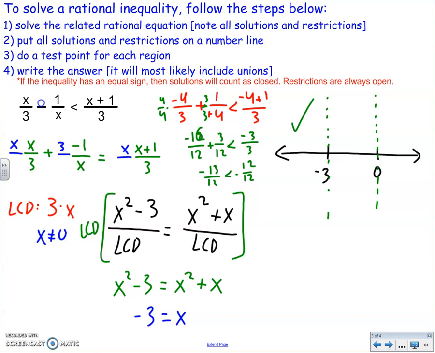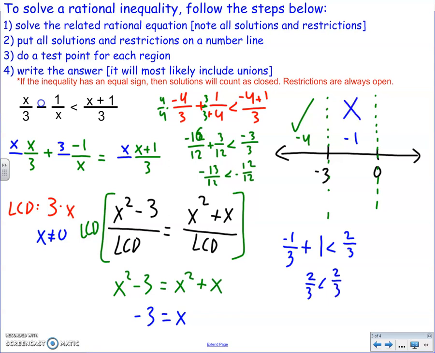Between negative 3 and 0, I'm going to try negative 1. So I tried negative 4 here, that worked. I'm going to try negative 1. So negative 1 over 3, and then minus 1 over negative 1, which will be plus 1. Is less than negative 1 plus 1 is 2 over 3. So that is 2/3 is less than 2/3. That's false.